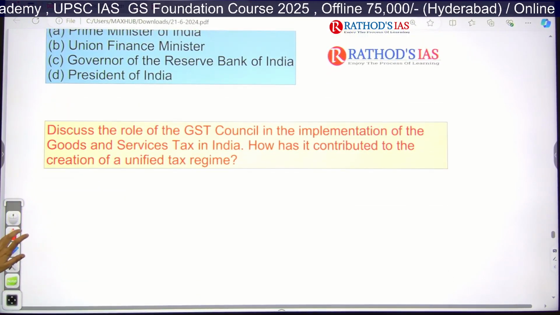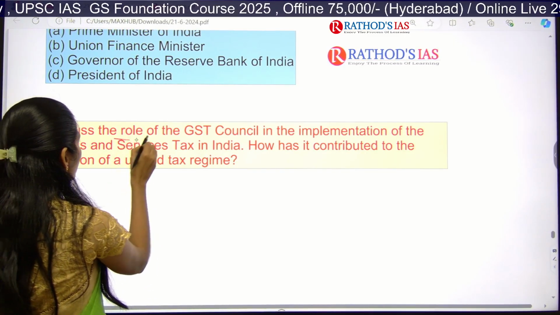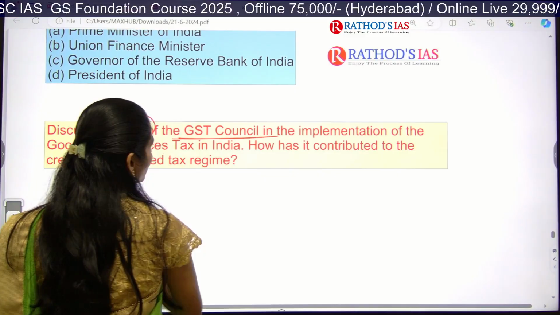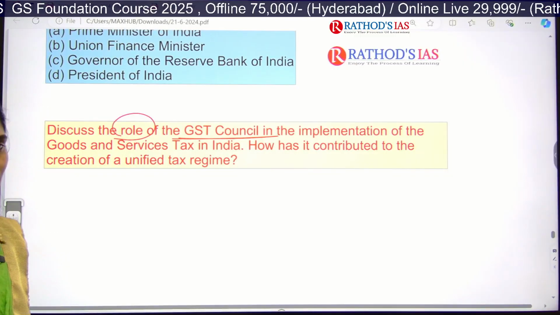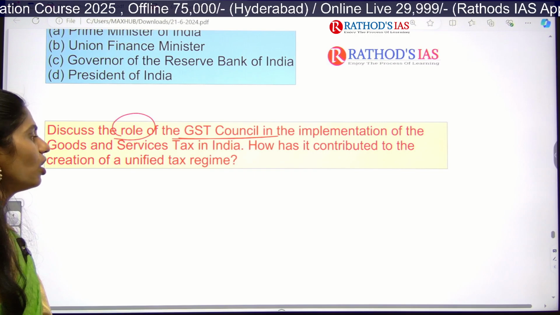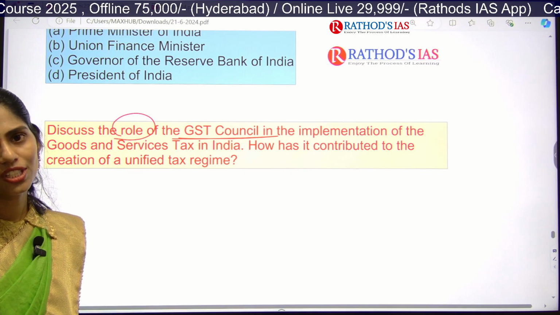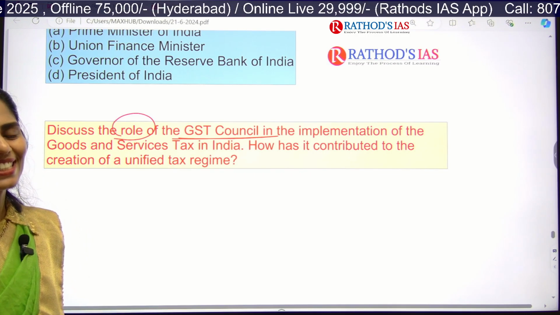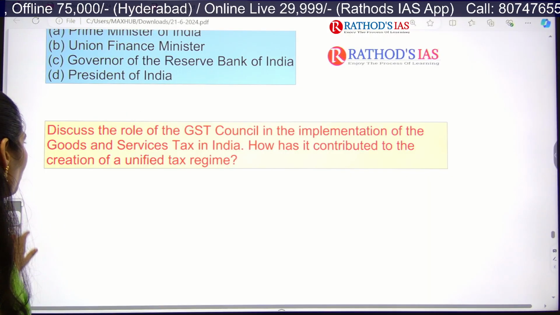And I want to give you one mains question. Discuss the role of the GST Council in the implementation of GST in India. How has it contributed to the creation of a unified tax regime? Please write an answer for this question and send it for evaluation.